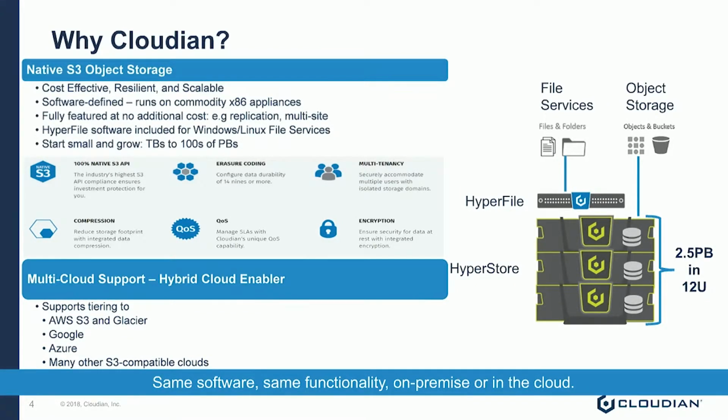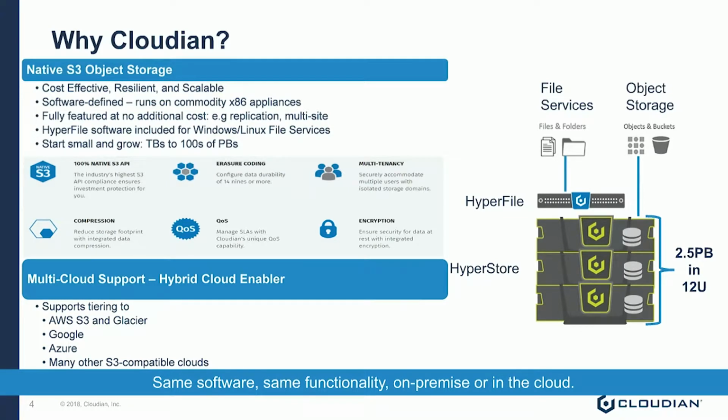Why Cloudian? Cloudian is a native S3 object storage solution that is cost-effective, resilient, and scalable. It is a software-defined solution that runs on commodity x86 Linux appliances. It is full-featured at no additional cost. We add replication support, multi-site, data center aware. We also add a HyperFile NAS data caching controller appliance that is software included for NFS or CIFS access from Windows and Linux file services.